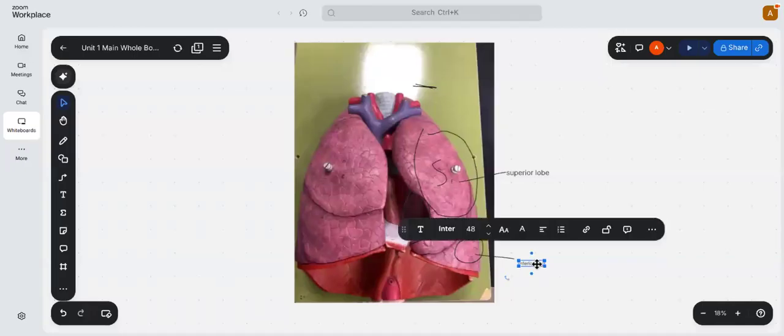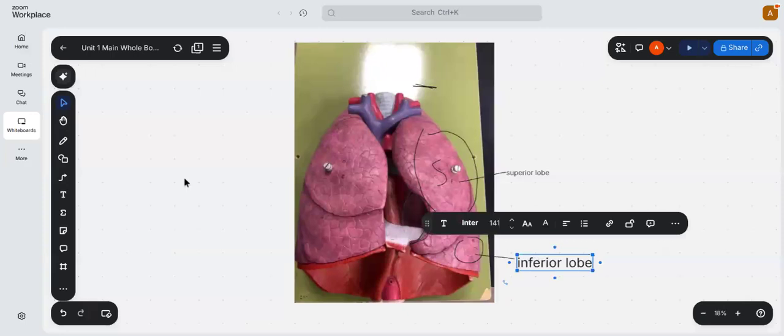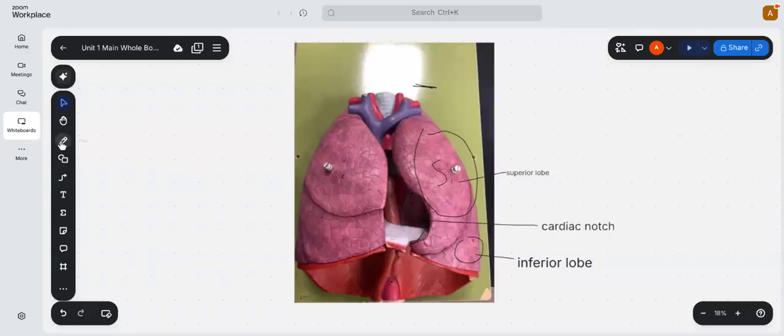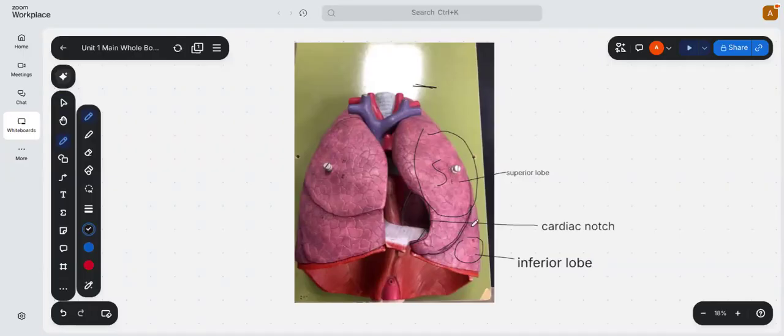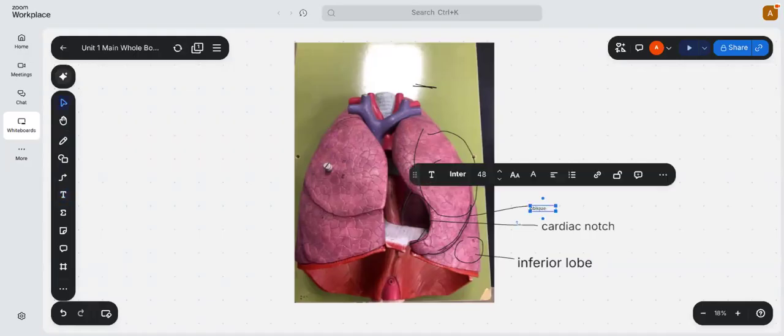And the two lobes are separated by what is known as an oblique fissure. So if you guys see that there is this line over here that separates the superior and the inferior lobes, this line is known as your oblique fissure. Right here.